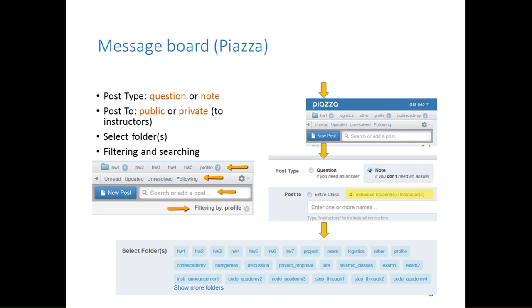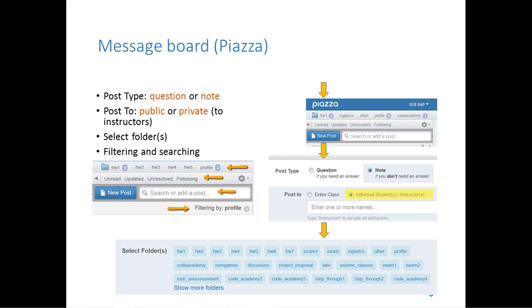When you post a message, you're required to select one or more folders. These are like tags. We sometimes refer to them as tags. It provides a way to select all messages related to a topic. When you're using the message board, you can also filter the messages by unread, updated, and so forth. Additionally, you can use a search box to create custom filters.